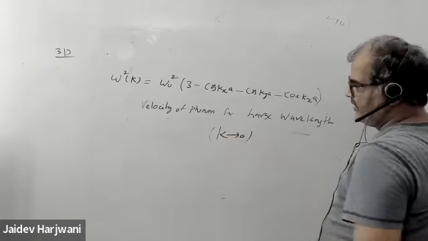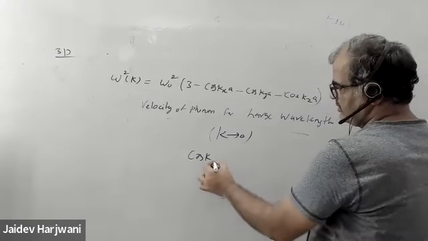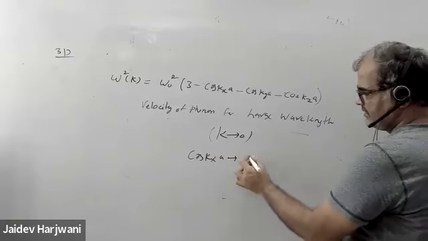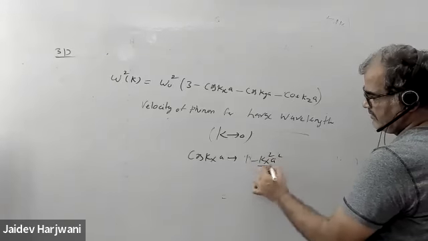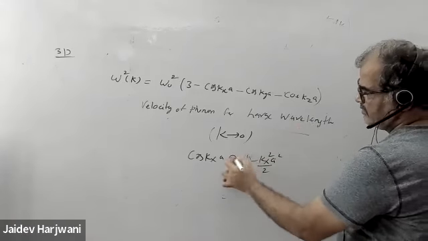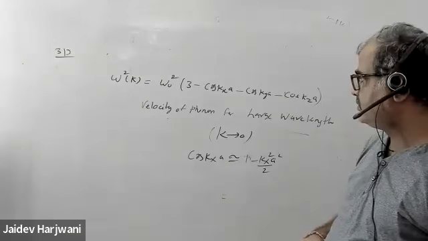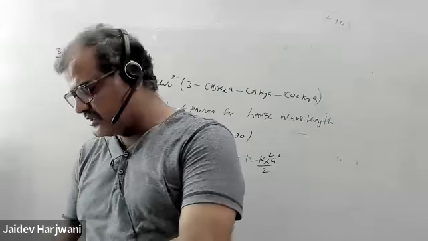Yes, you can put k tends to 0. That means cos k_x a can be replaced by what? 1 minus k_x square a square by 2. Yes, solve it. Sir, would it be omega naught a by root 2? Yes, omega naught a by root 2.